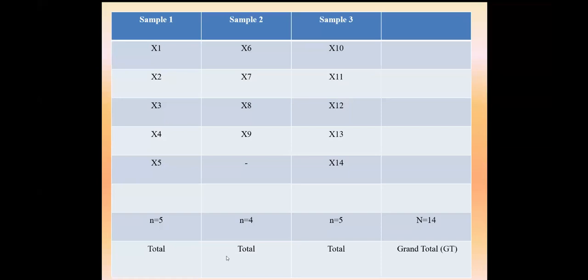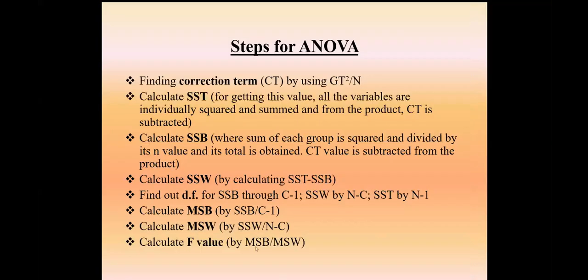Then it will be added with the next one, that is the sample 2 total, its square divided by the total number of cases, that is N4. So that way SSB will be calculated. Here the sum of each group is squared and divided by its N value, and the total is obtained. From this total, the correction term value will be subtracted.